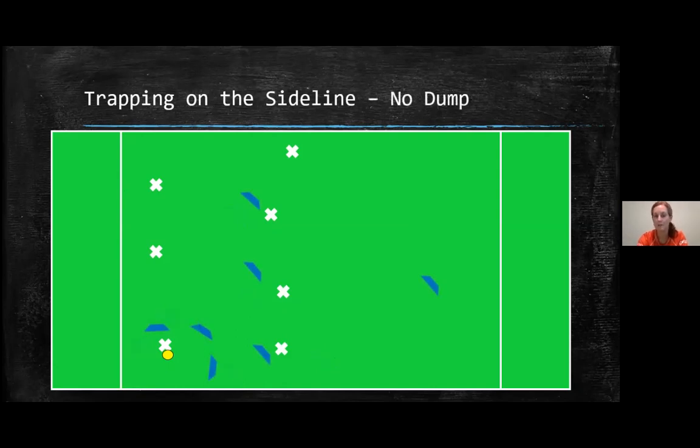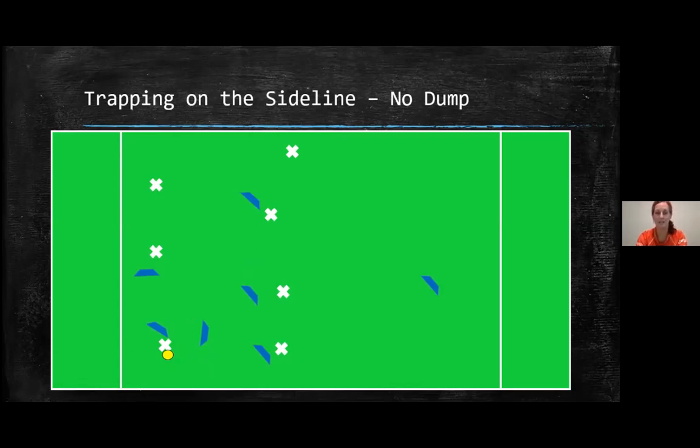And then another option we have is what I'm calling a no dump trap. So instead of wrapping, the mark is then going to turn and cover the closest handler there, the one looking to make the primary dump cut. To adjust off this, the middle of our cup is going to take over the mark. And then the tail of the cup is going to adjust to make sure they're covering this hole here between the middle and the tail.